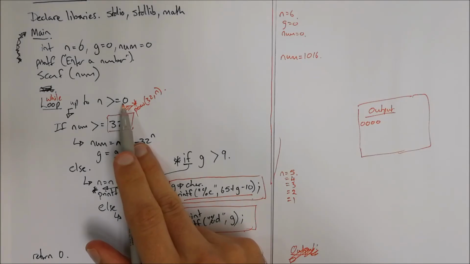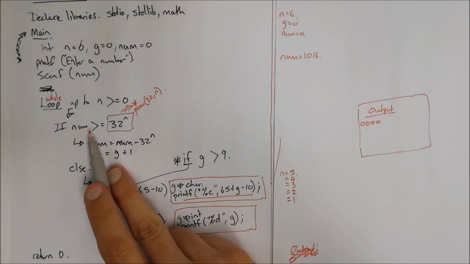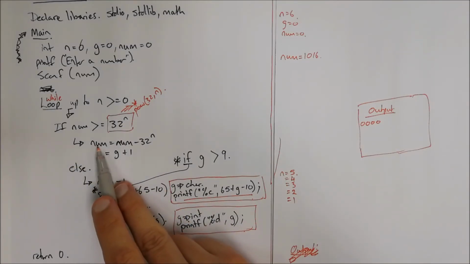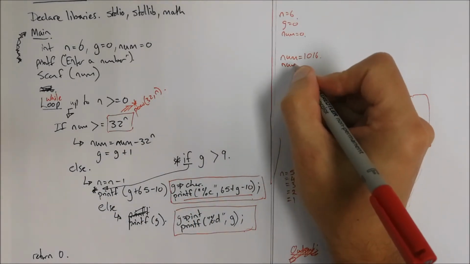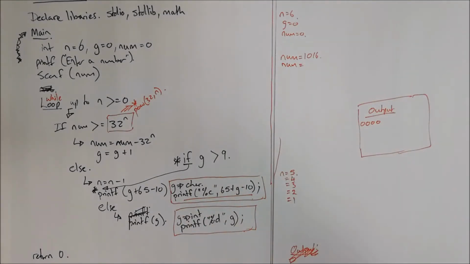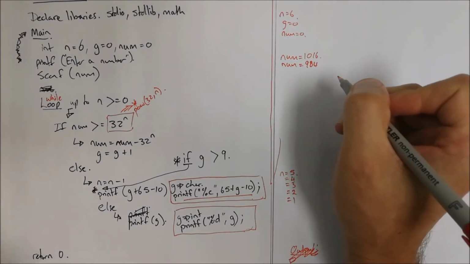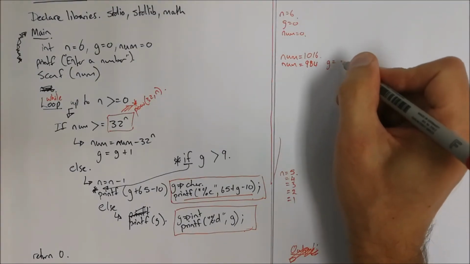Correct. Is the number larger than or equal to 32 to the power of n? So 32 to the power of 1, which is 32. Yes, it is. Now we need to say the number is equal to the number minus 32 to the power of n. So now the number is equal to 1016 minus 32, which is 984. And g is equal to g plus 1, so now suddenly g is equal to 1.